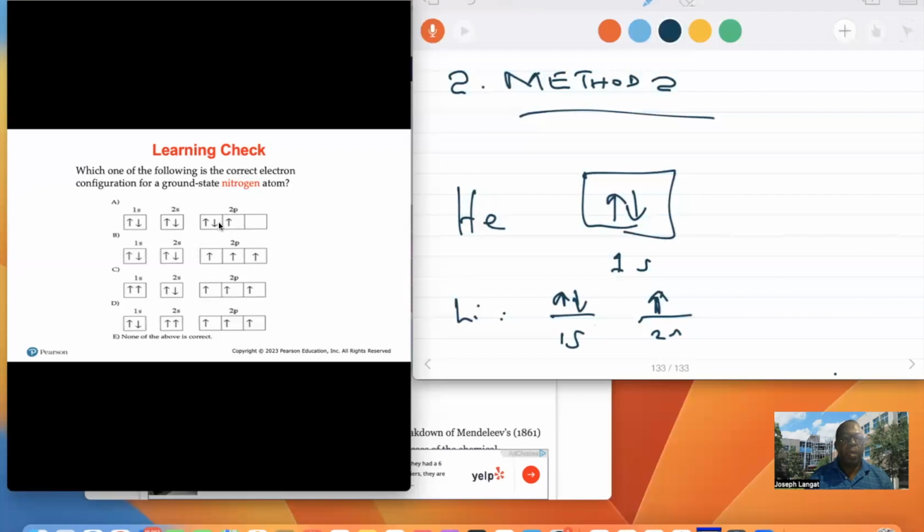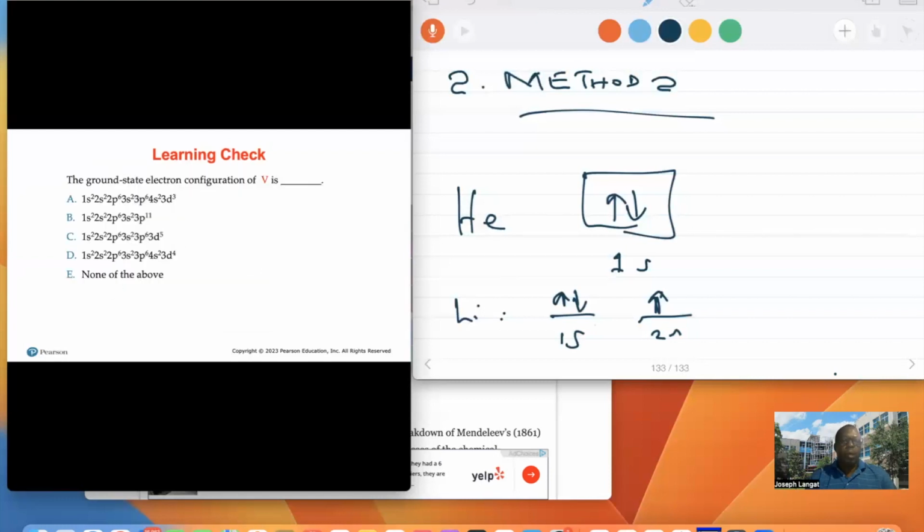The problem with A is that you do not pair them up until they are singly occupied in degenerate orbitals. When I talk about degenerate, they have the same energy level. The correct answer is B here. Fully occupy the lowest before you start pairing them up.